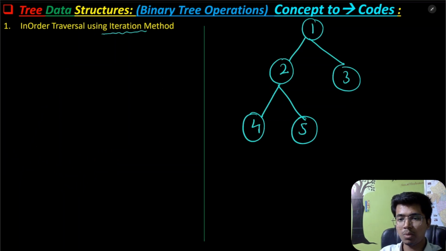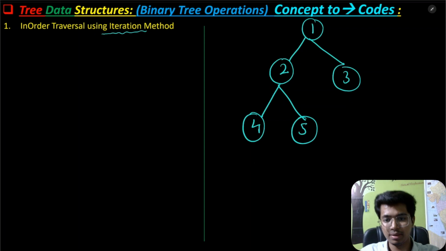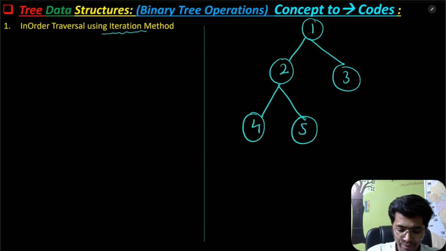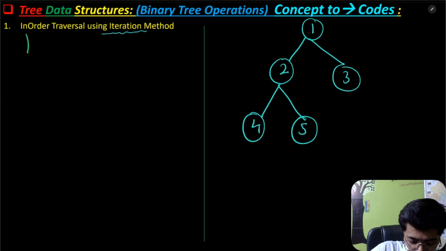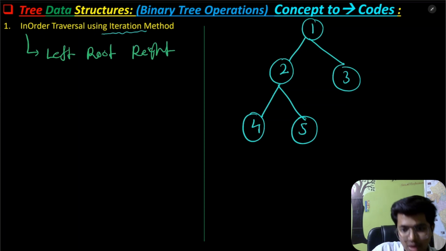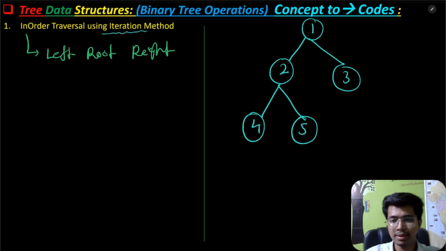First, let's understand what InOrder Traversal is. The InOrder method follows this order: first we visit the left path, then we visit the root, and then we visit the right portion. This is called the InOrder traversal.